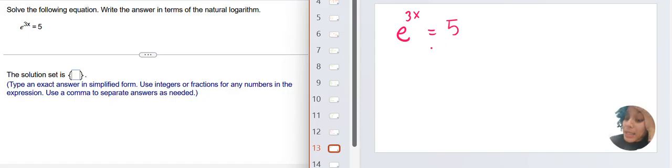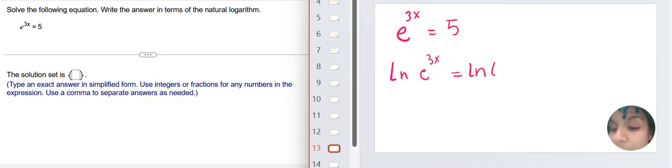How am I going to have the same base here? For cases like this, we have the natural log, which is ln. So if we take the ln on both sides, the ln cancels the e. So we'll have ln of e to the 3x equals ln of 5.